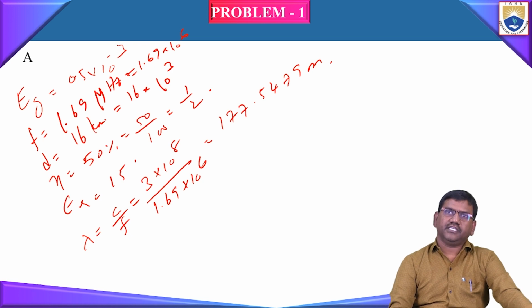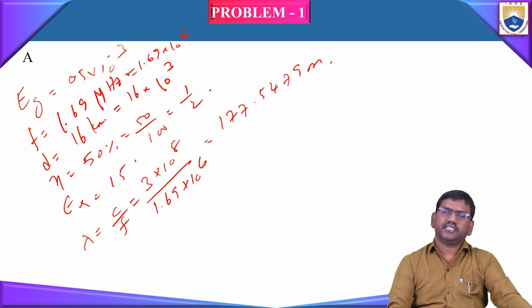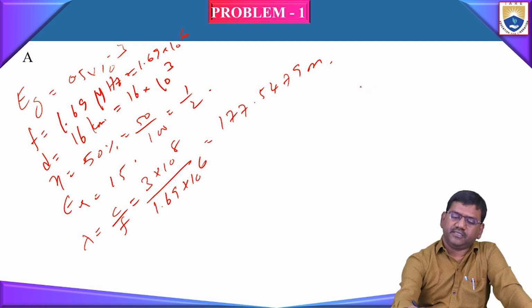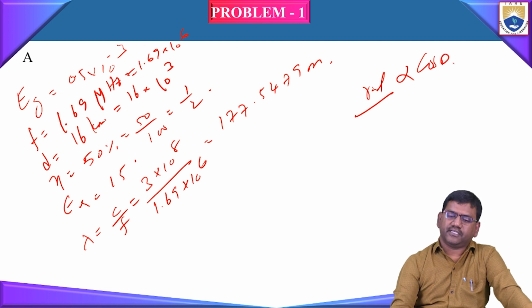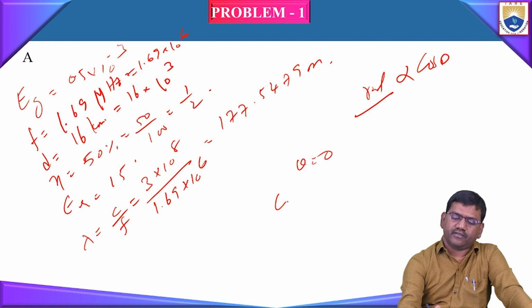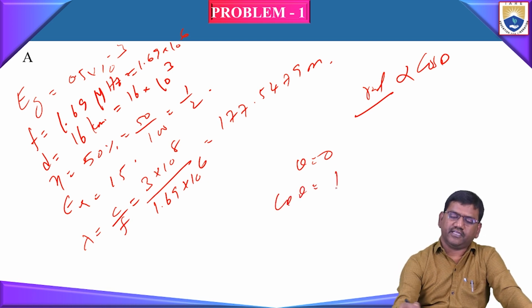Here the antenna is vertically polarized, as given in the problem. The antenna is said to be a vertically polarized antenna. Why? Because the radiation pattern is given as proportional to cos theta. If you take cos theta, with theta equal to 0, cos 0 is equal to 1.